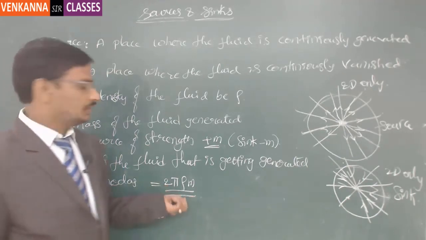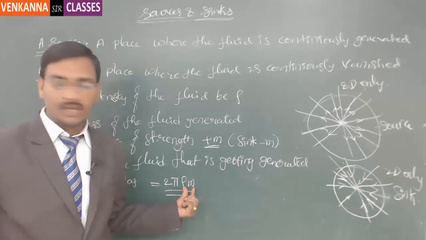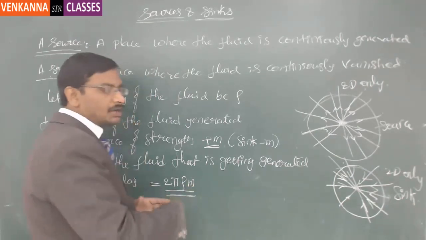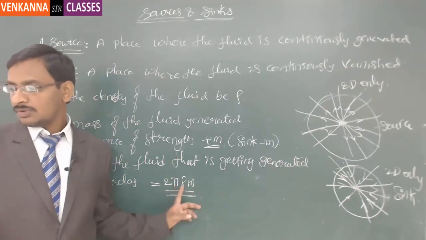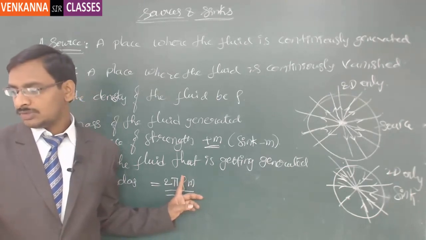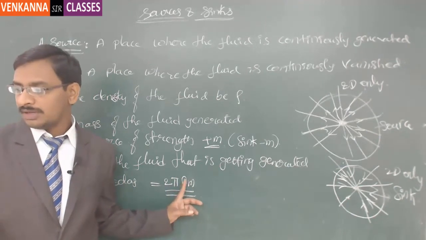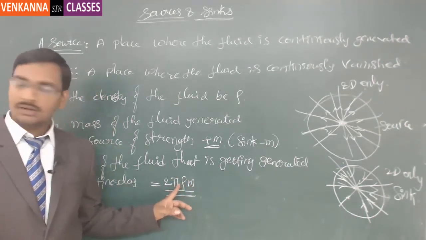Initially, when we wanted to find out the strength of the source, what we have defined is that the mass of the fluid that is getting generated and crossing a radius of 1 meter is defined as 1 unit of the strength. Got it or not? So that means 2 pi into rho. Rho is the density component. m is the strength of the source. And then 2 pi into 1, where 1 is the 1 meter.